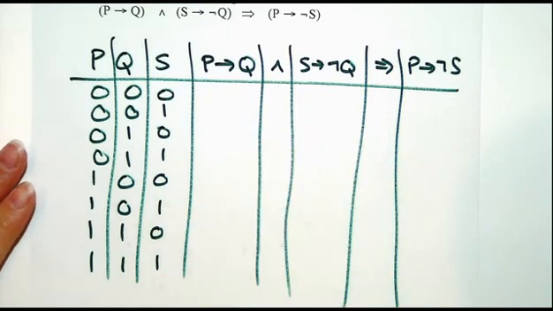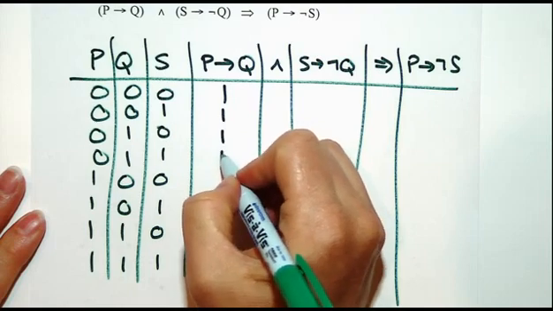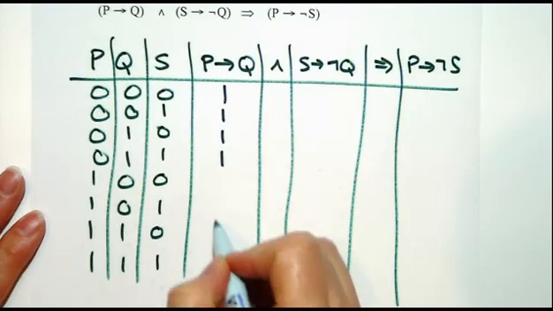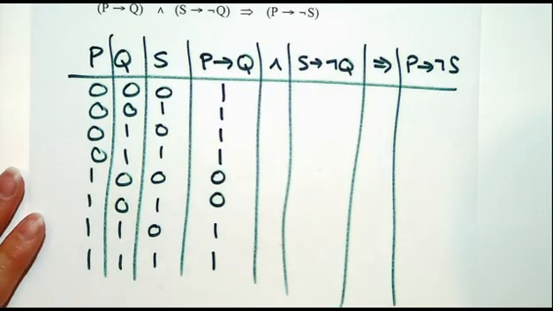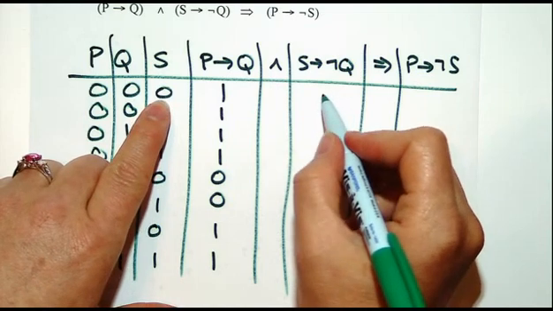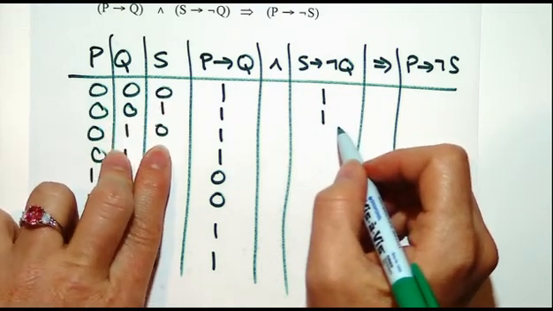Okay, then we look for P implies Q. That is true when what? P is false, or Q is true. So P is false, I can do the first 4 rows really easy. And then when Q is true, it's going to be the last 2, so then I put zeros in the other ones. So S implies not Q. We'll do very similar. So when S is false, that's true. Q is false in that case, so that's true.